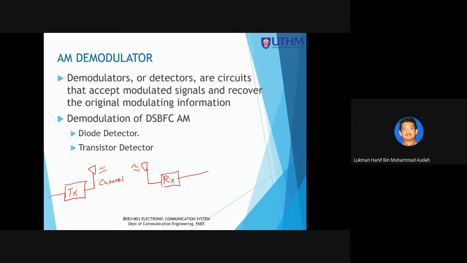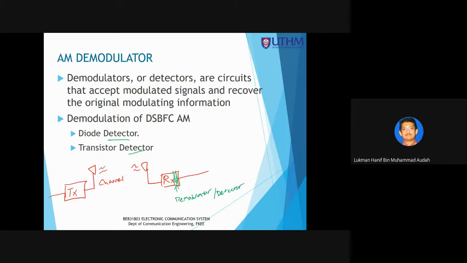So dalam receiver ada banyak proses yang berlaku. Salah satunya adalah proses demodulation. Demodulation sebenarnya berlaku pada akhir proses receiver. At the beginning there are a few processes: filtering, amplification, down conversion, dan yang terakhir barulah masuk ke dalam demodulator. Di dalam sini ada bahagian yang dinamakan demodulator, ataupun di sini disebut sebagai detector.